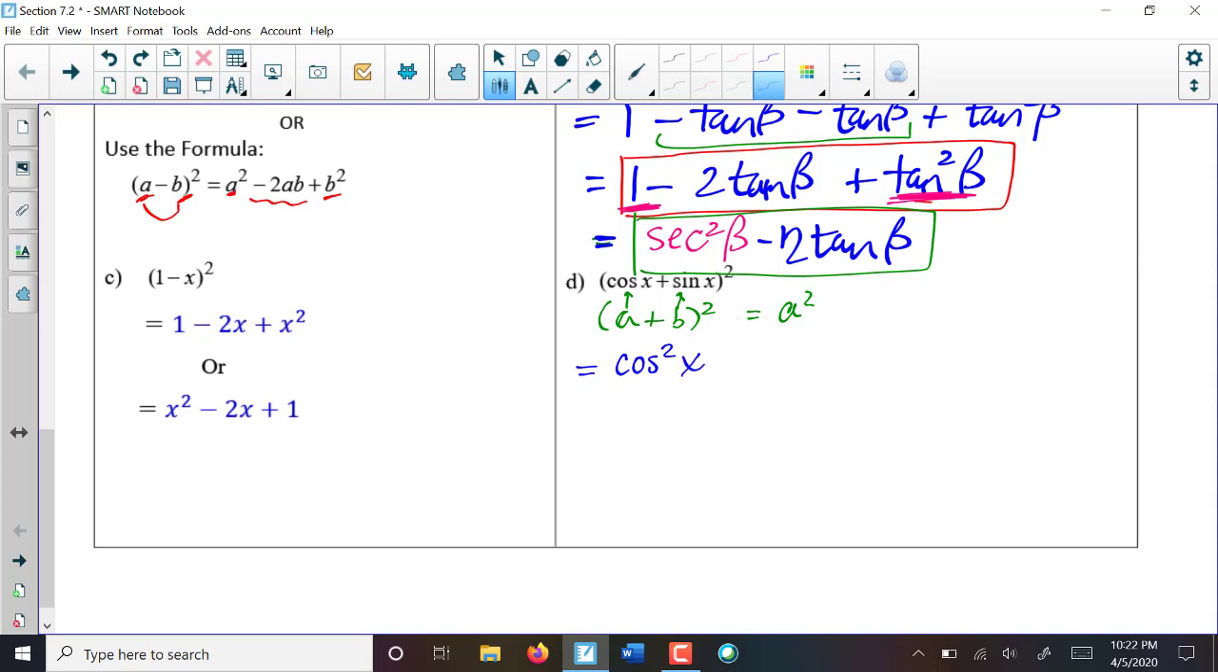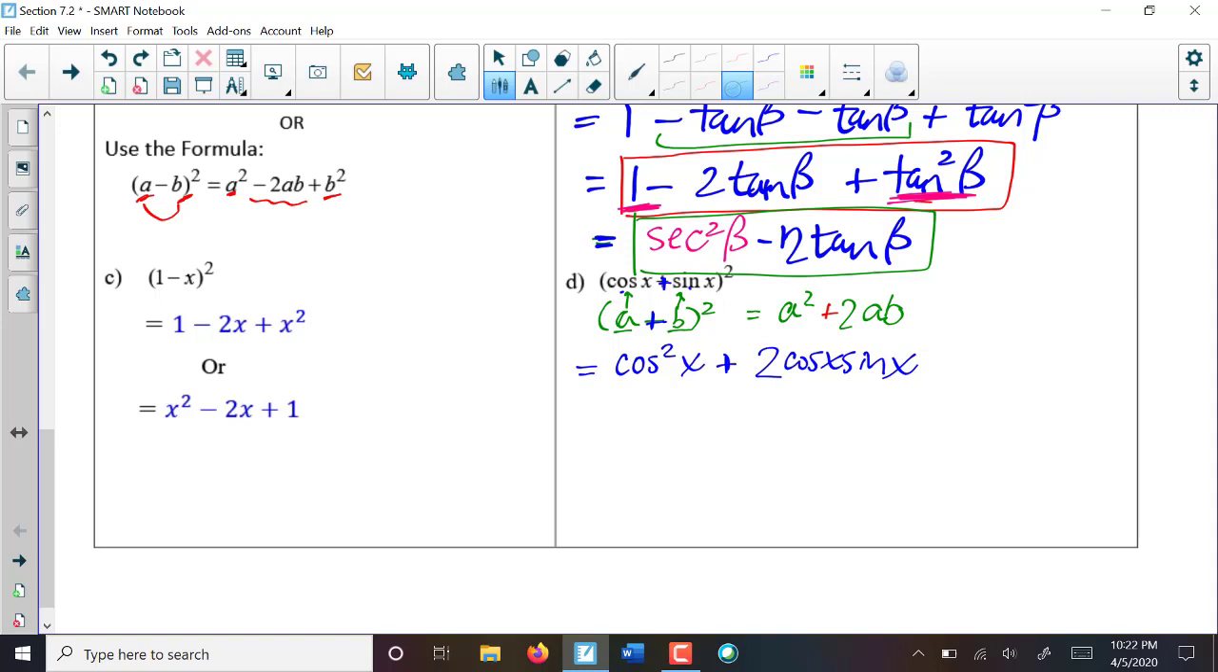Okay, then if this is a sum, then this one is also a sum. Okay, to get the middle term, I multiply the first and the second together, so I get a times b, and then I multiply it by 2. So I'm going to do the same thing here. I'm going to take cosine times sine and multiply it by 2. And this is a plus, therefore this middle term is a plus.